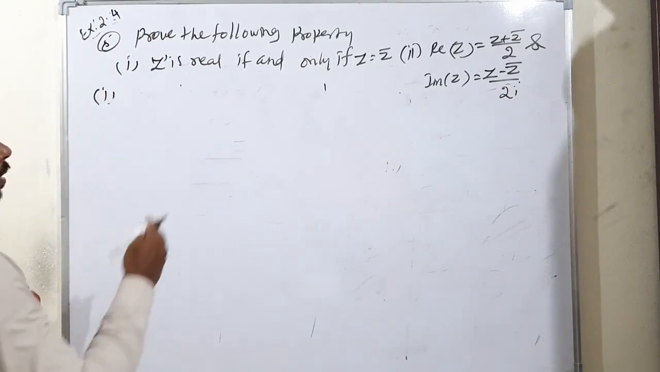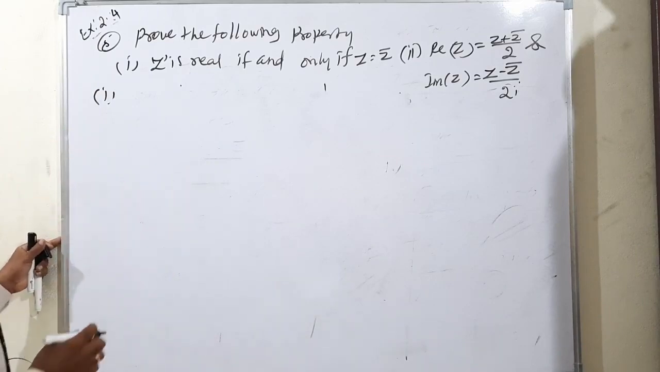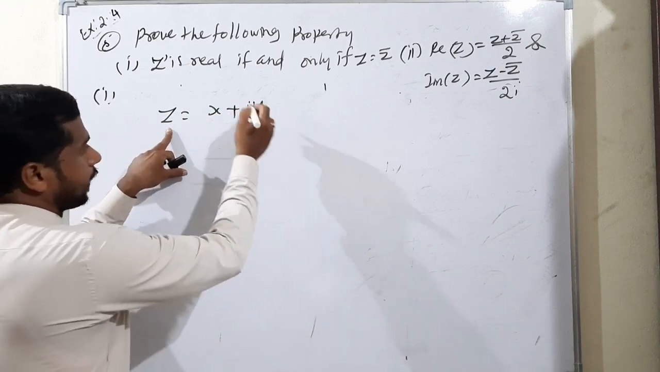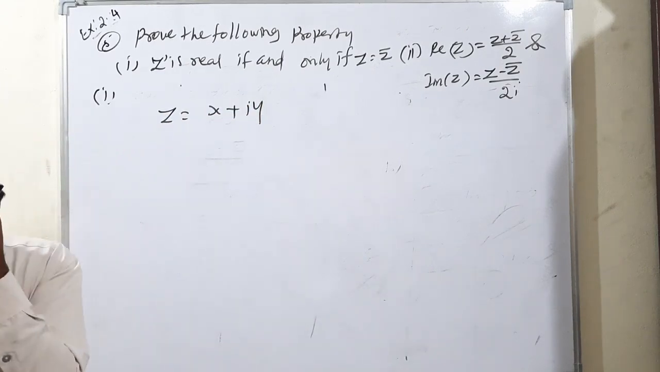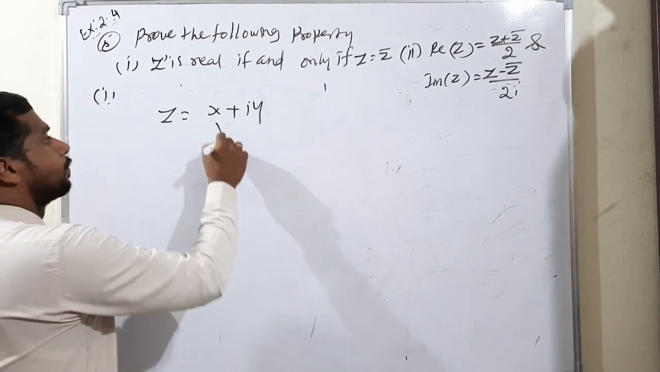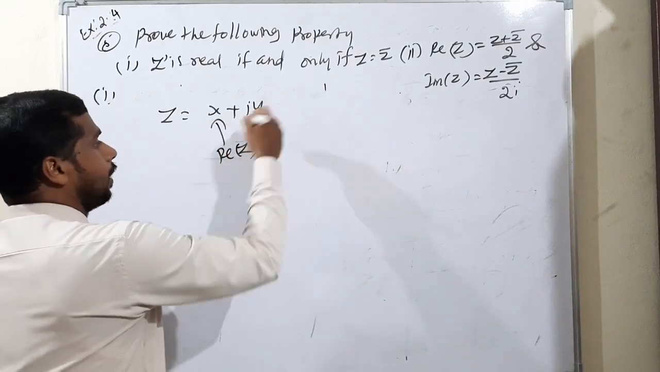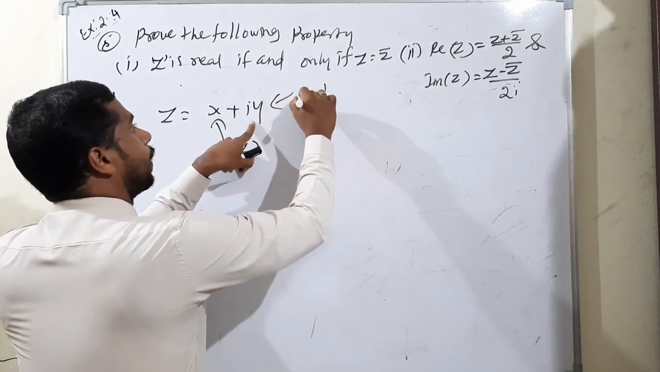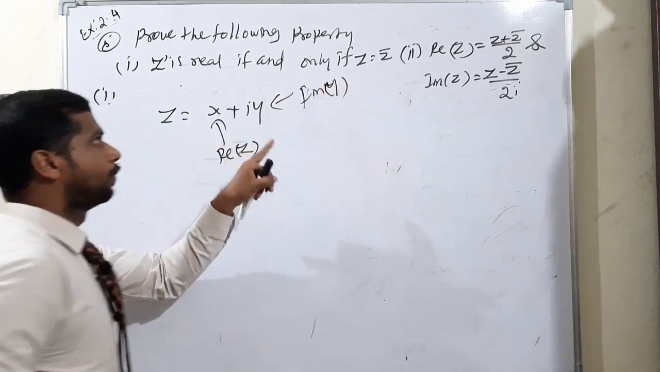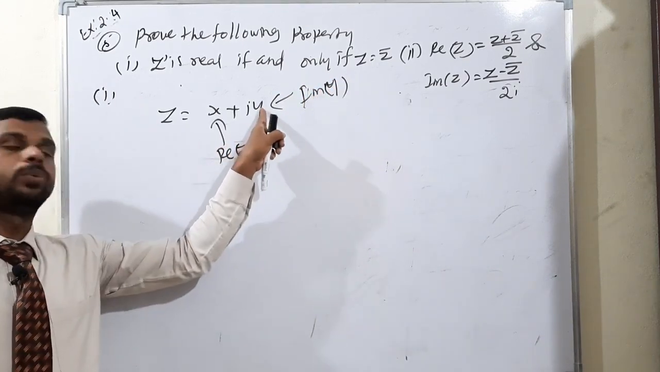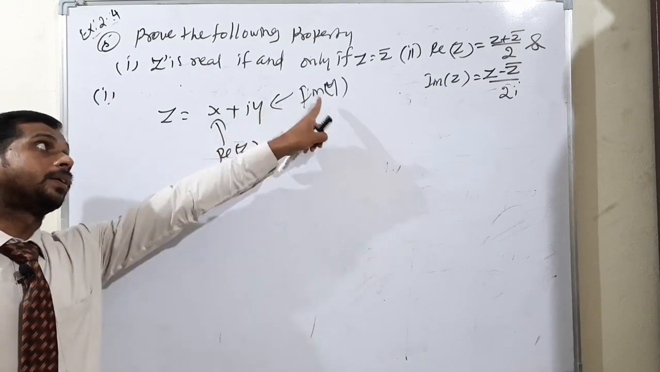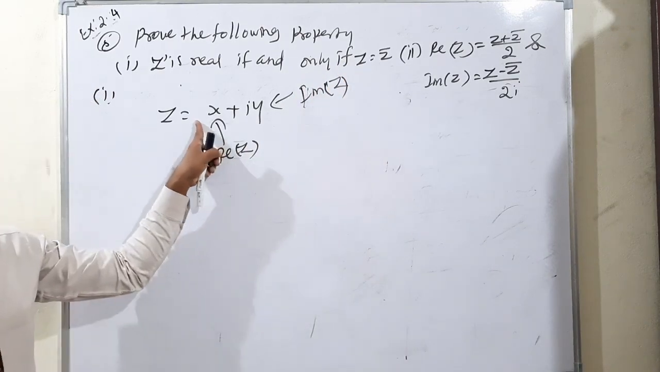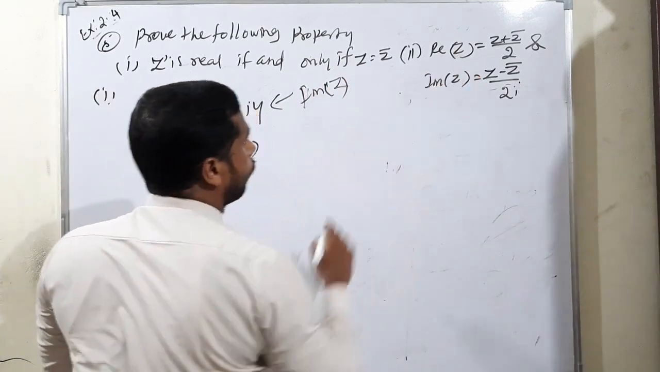Second part. Before moving to the condition, you have to understand important points. Let us consider z is equal to x plus iy. Purely real is called real of z, and y is called imaginary of z. So real of z means y is equal to 0, and imaginary of z means x is equal to 0. Then I am moving to the first part.